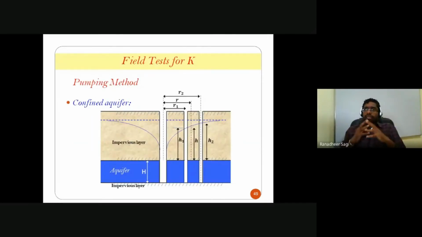And even in the case of these field tests, we have two different types which we'll be looking at. One is called the confined aquifer test. Basically, both the field tests are what we call pumping tests. The two respective tests which I am talking about are pumping tests, whether you are dealing with a confined aquifer or with an unconfined aquifer.